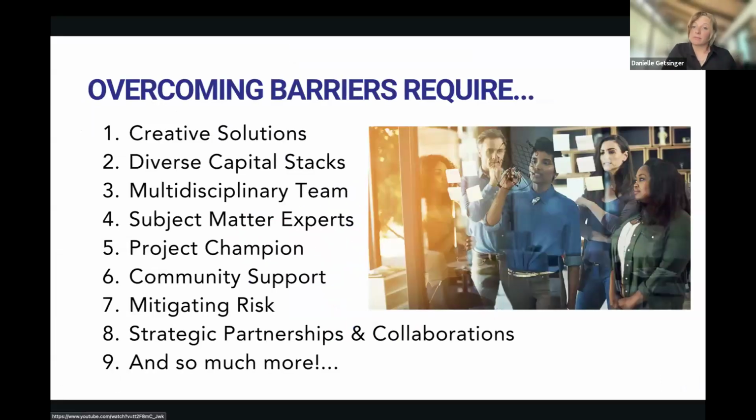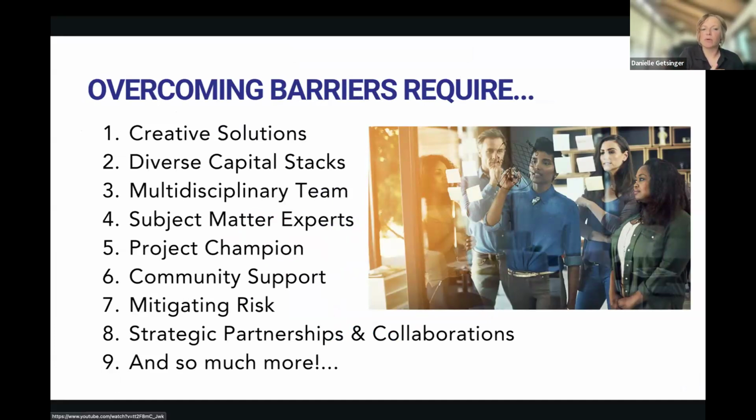So how do we overcome those barriers? It really requires kind of an all hands on deck approach. It requires creative solutions. You're getting funding from a whole bunch of different sources, diverse capital stacks, and a multidisciplinary team that can handle project management and legal aspects and accounting and construction, etc., with subject matter experts in various different fields.